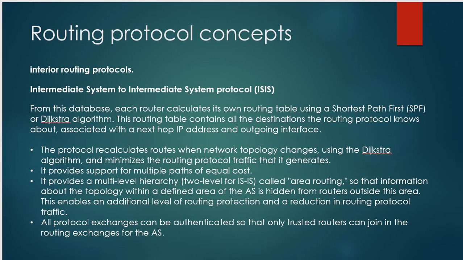It provides a multiple level hierarchy called area routing, so that information about the topology within the defined area of the autonomous system is hidden from the routers outside the area. This enhances an additional level of routing protection and reduction in routing protocol traffic.